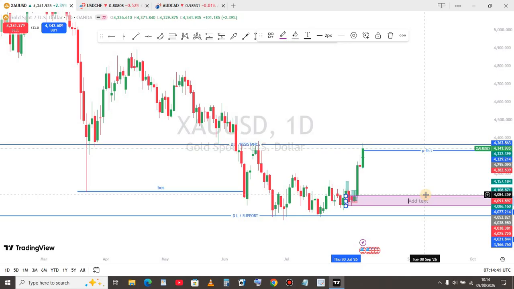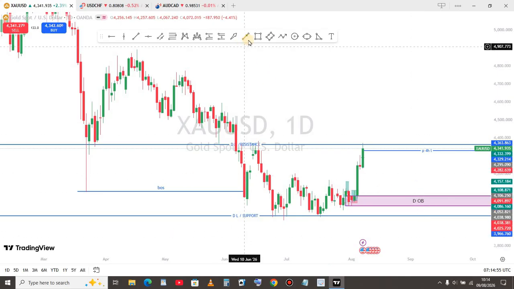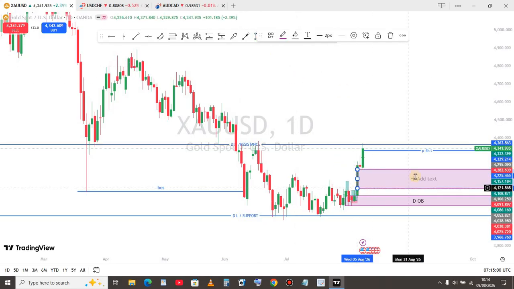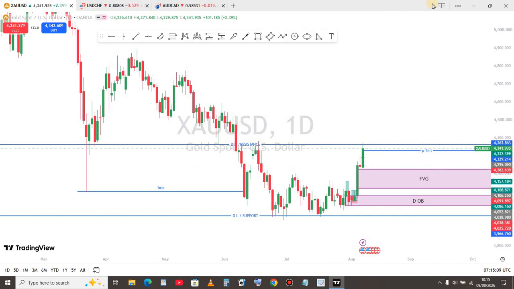Here we are only seeing that the market took its position from here to the upside and gave us this bearish candlestick before it gave us the bullish move. So this is our daily order block, and we also have a fair value gap. This is a fair value gap, FVG. So after marking this, this is our FVG.